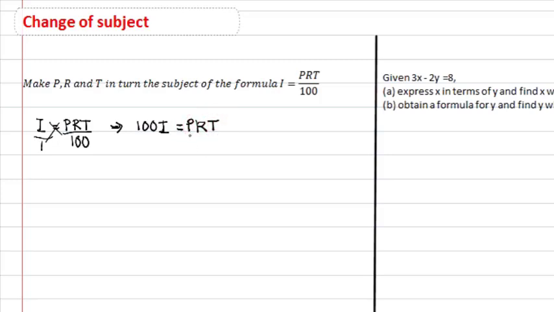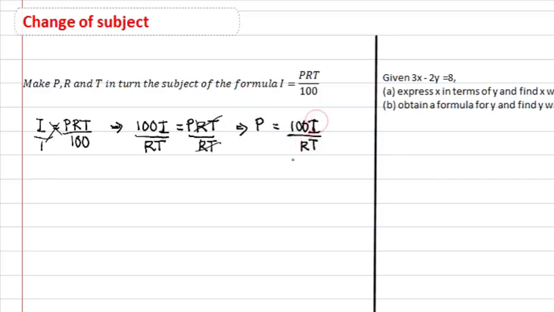Since we need P, we are going to divide both sides by RT, to cancel this, so we are left with only P. Therefore, this is the formula for P alone: 100 I over RT.